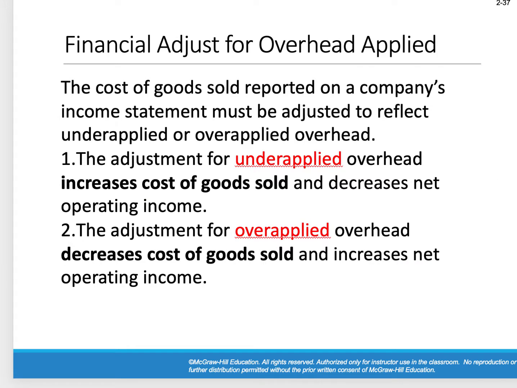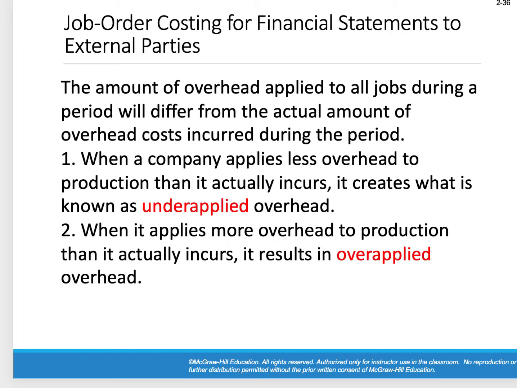Okay, how do we fix that? Well, there's multiple ways to fix it. We could fix it by just adjusting the cost of goods sold, or we could adjust cost of goods sold and our WIP account and our finished goods account. We'll get into this a lot more in chapter 3. Right now, as long as you're okay with when we have over applied and when we have under applied, you're fine.